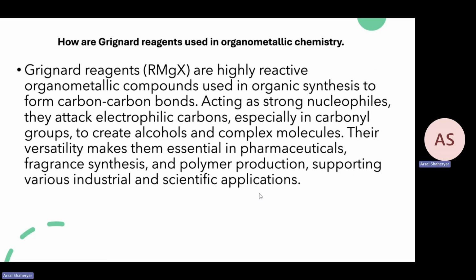Now, you may wonder, how are Grignard reagents used in organometallic chemistry? Grignard reagents are highly reactive organometallic compounds used in organic synthesis to form carbon-carbon bonds. Acting as strong nucleophiles, they attack electrophilic carbons, especially in carbonyl groups, to create alcohols and complex molecules. Their versatility makes them essential in pharmaceuticals, fragrance synthesis, and polymer production, supporting various industrial and scientific applications.